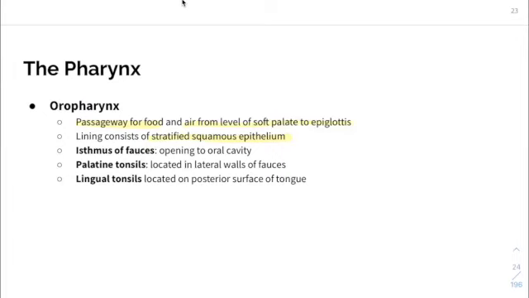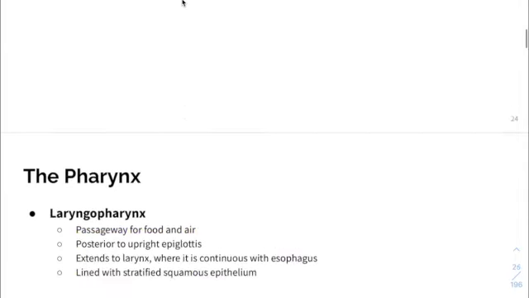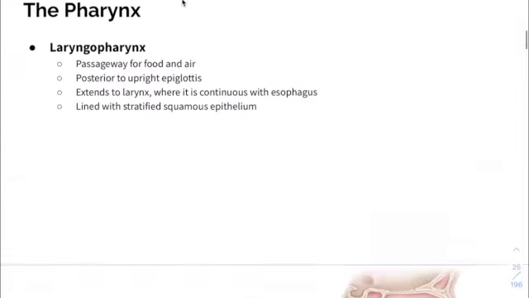We have the isthmus of fauces. That is what they call the opening to the oral cavity. We have palatine tonsils and lingual tonsils. Palatine tonsils are kind of on that lateral wall, while lingual tonsils are on the back surface of the tongue. I have pictures of these.